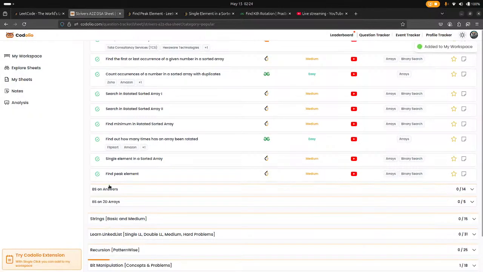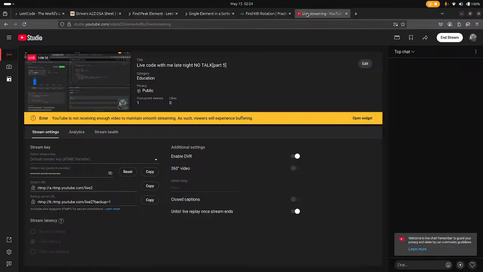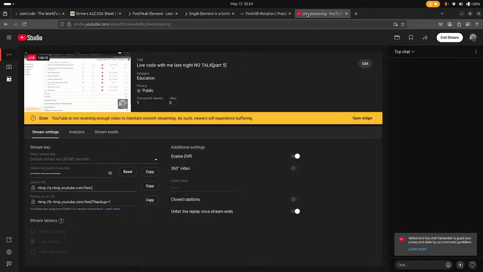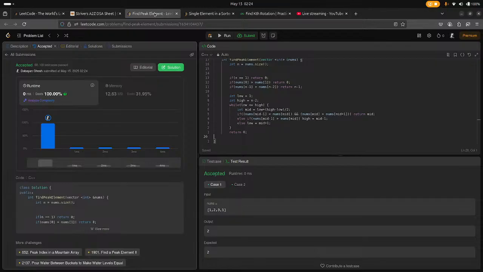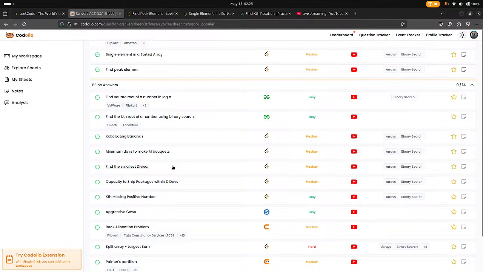And peak element is done. Makes sense, makes sense. For today, I think that's all. I have just solved the remaining part. Maybe the next day, I have an interview tomorrow. So yeah.